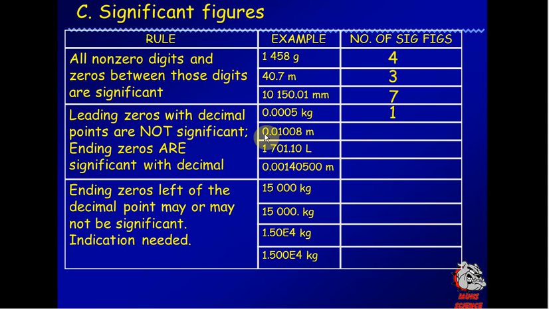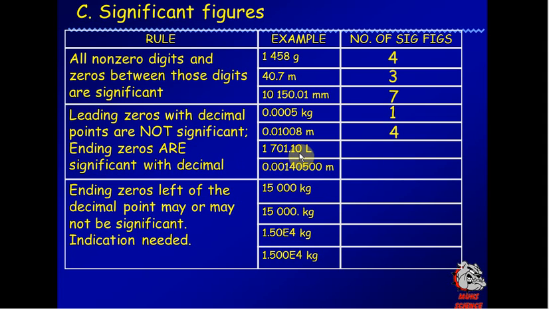Again, 0.0, non-significant zeros, but the two zeros here are significant from the previous rule that zeros between non-zero digits are significant. So in this case, we have a 4 sig fig number. The second part of this rule is that ending zeros are significant if there's decimal points involved.